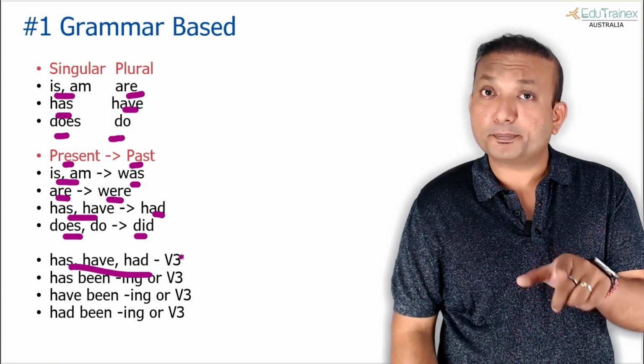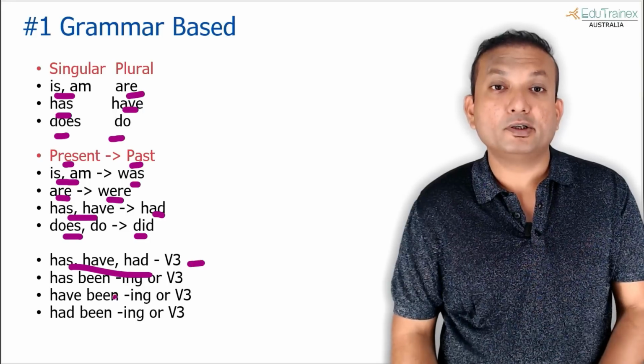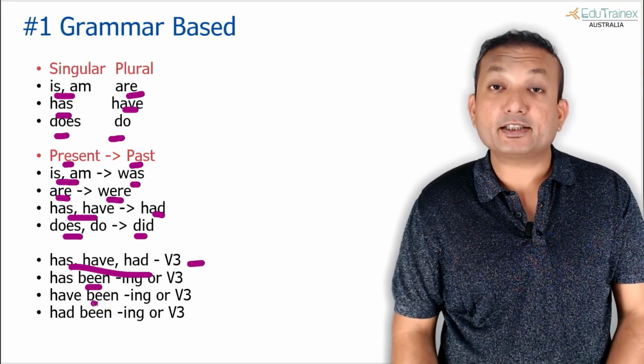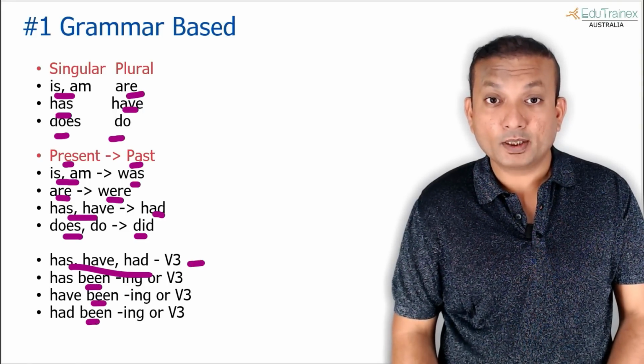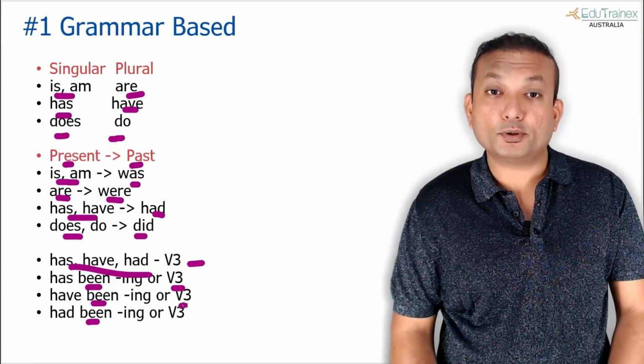If this is the present perfect tense that you are using, it will always have the verb 3 after has, have. But if you see been after has been, have been, or had been, then there could be two options, ing or verb 3 as well. It depends on the context.